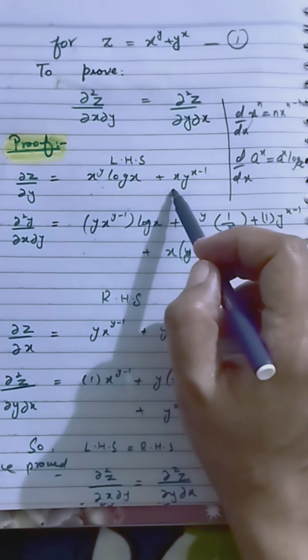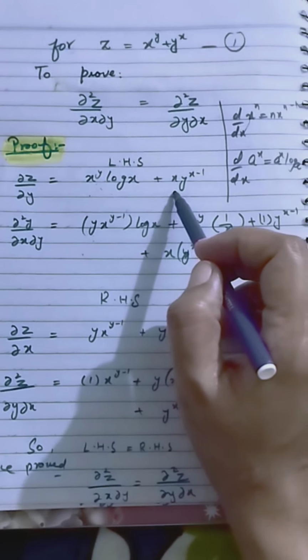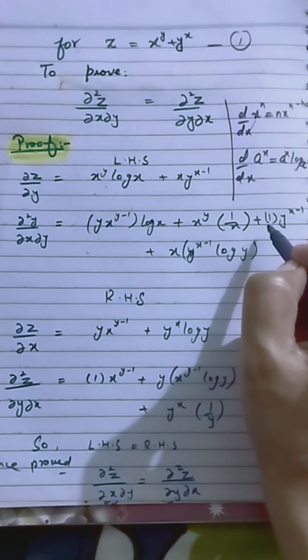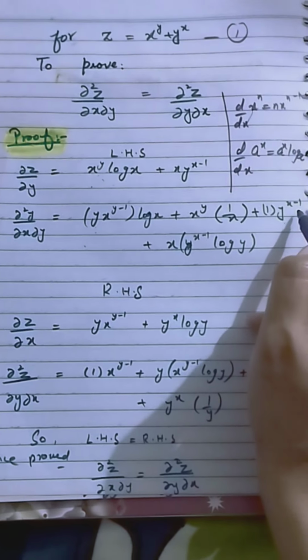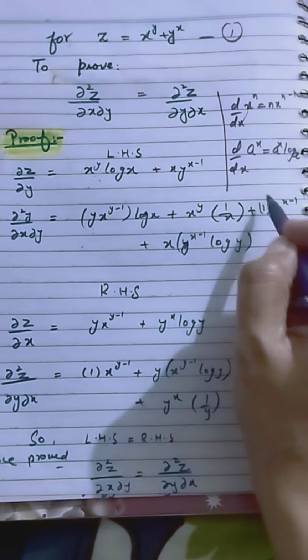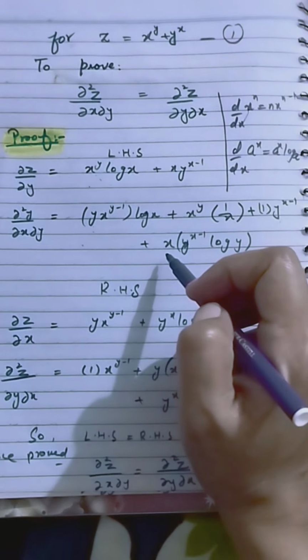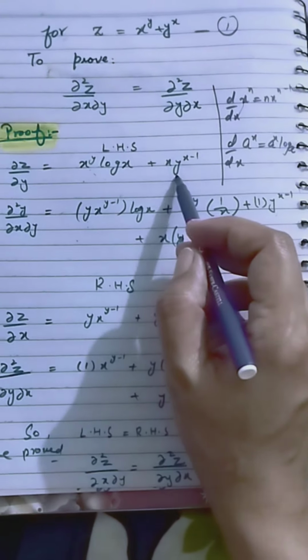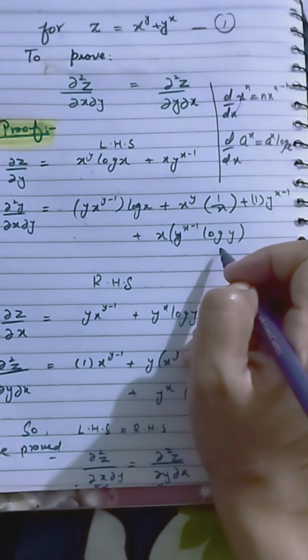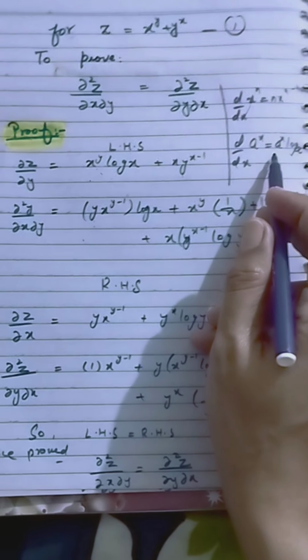Now for this function, for this value we again use the product rule, and the derivative of x would be 1 and y^(x-1) would be as it is. Now x would be as it is and the derivative of y^(x-1) would be this, by using the formula number 2.